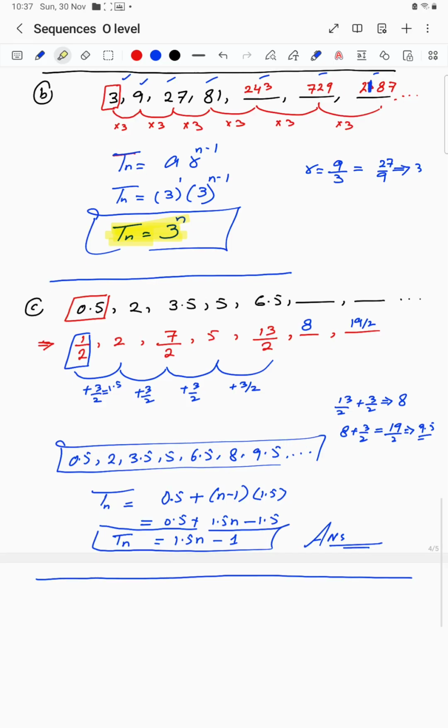So good luck, guys. I hope you understand it, and see you in the next video. In that I will show you how to make the specific formula for a sequence which is not linear, not geometric, where the first difference is not the same. Good luck. Bye.